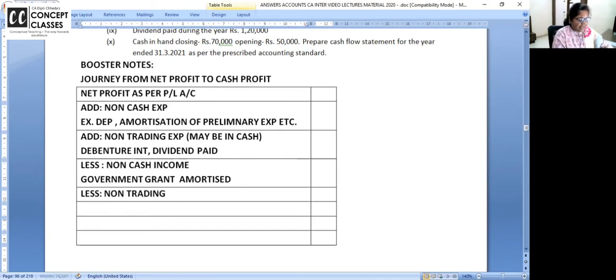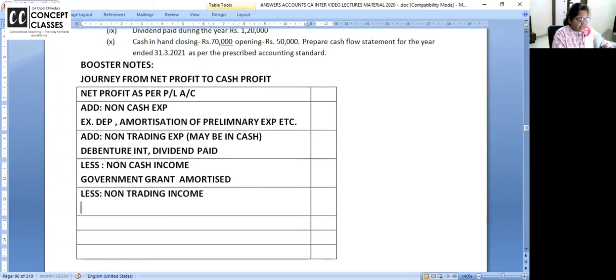non-trading income. Some income is received in cash. It is credited in the P&L account. It's not related to business. For example, interest received. Interest is received in cash, bank to interest. Where you are taking it as inflow? Investing activity. So if you credit it in the P&L account, from there also it is going. That's wrong. So interest received.